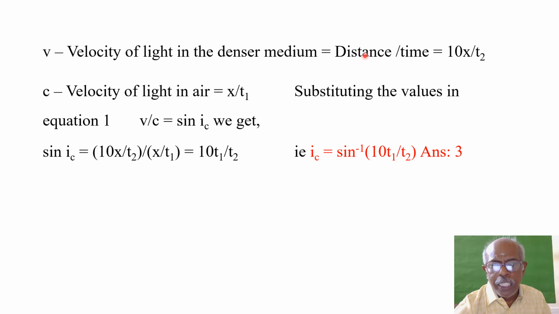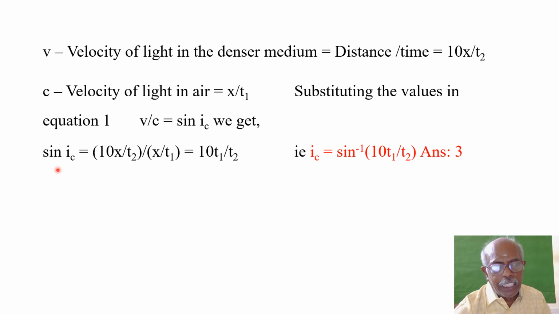Velocity is distance by time. How much distance for the denser medium? 10x. How much time? t2. Similarly, c is the velocity of light in air. How much distance traveled? x. How much time taken? t1. Substituting these values in the equation, v by c is equal to sin IC.